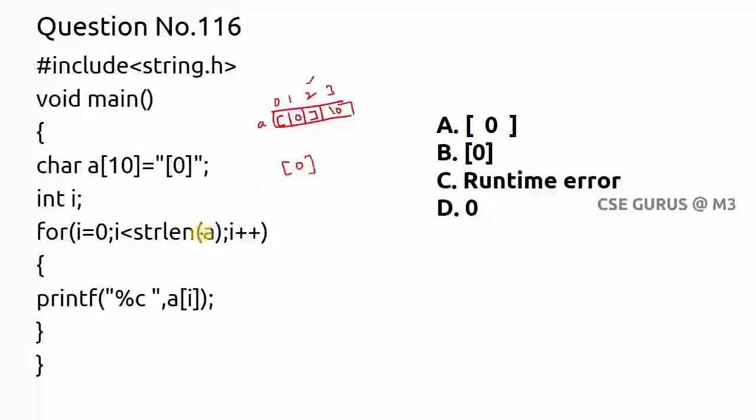So which option is correct? Of course there is no error here. Either A or B. Remember here, after percentile C I have given one space. That's why it will be printed like open brace, then one space, then 0, then again one space, then close brace. Like this it will be printed. So this also you need to check. So that's why option A is correct.